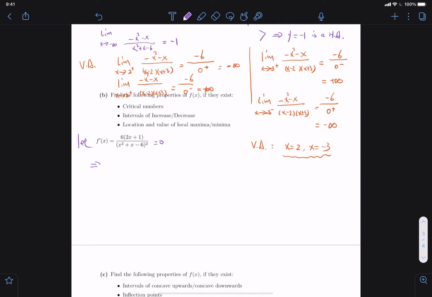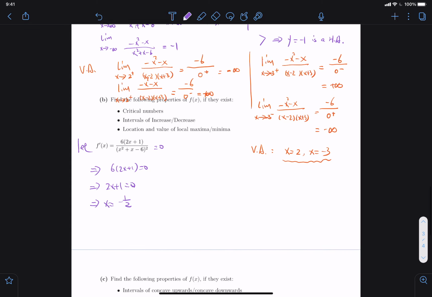So we have 2x plus 1 equal to 0, which is 2x plus 1 equal to 0. x is equal to negative 1 over 2, right? And that is when the derivative is equal to 0.